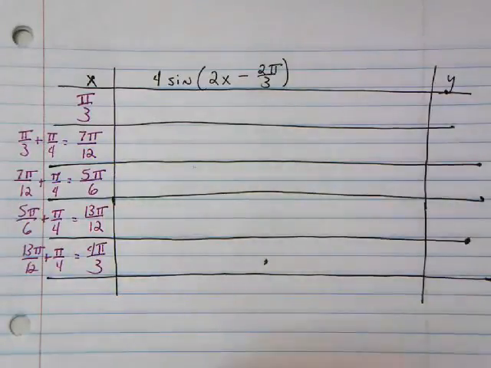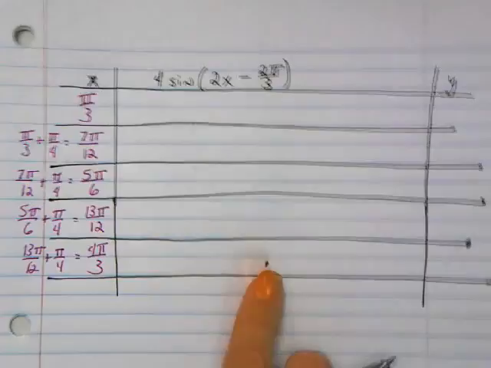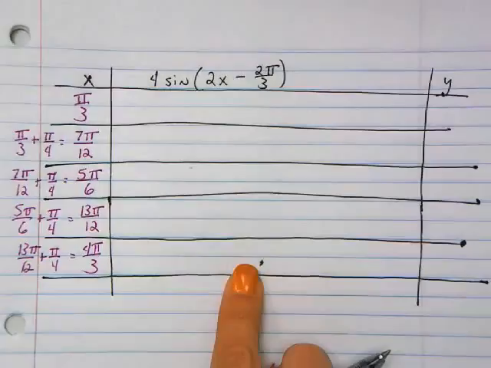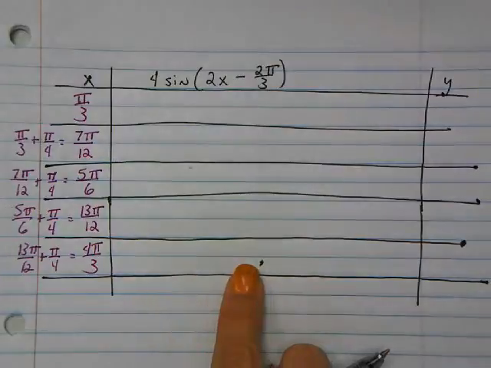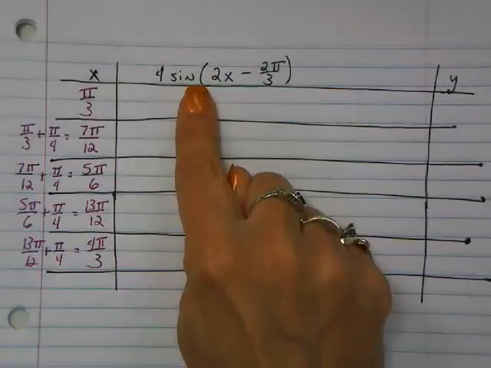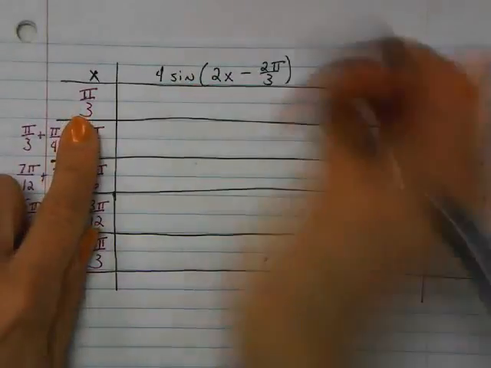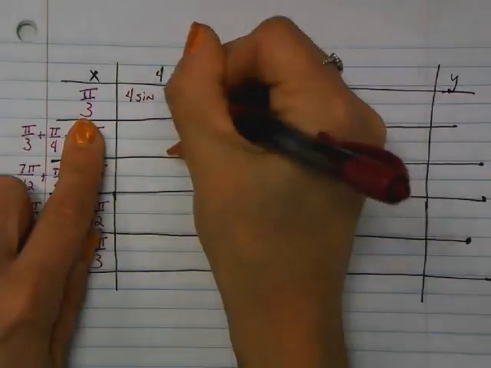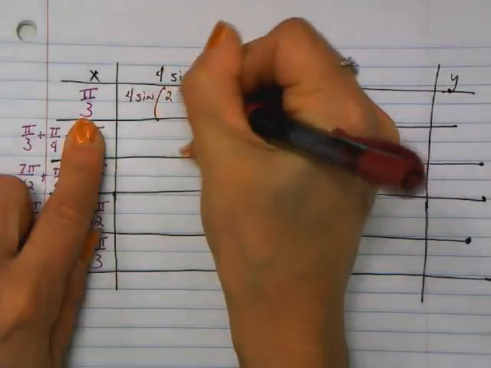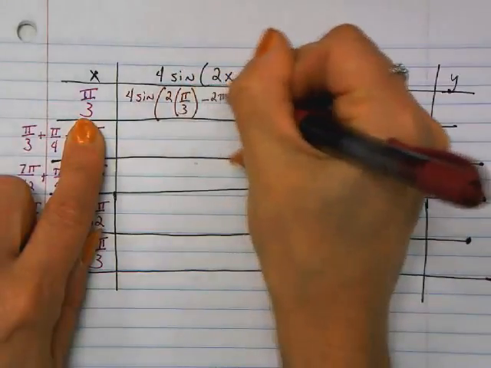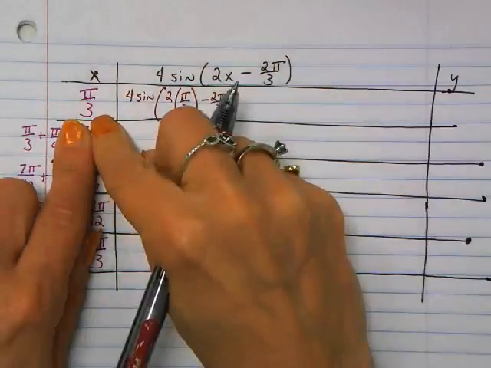Now, here's the part you're not going to like. The good news is we're going to try to figure out a way to survive without this middle part. Okay? Alright, here we go. You're going to go to this function and plug in your x values. So the first time through, it's 4 sine of 2 times pi over 3 minus 2 pi over 3. So all I did was plug that in for x.